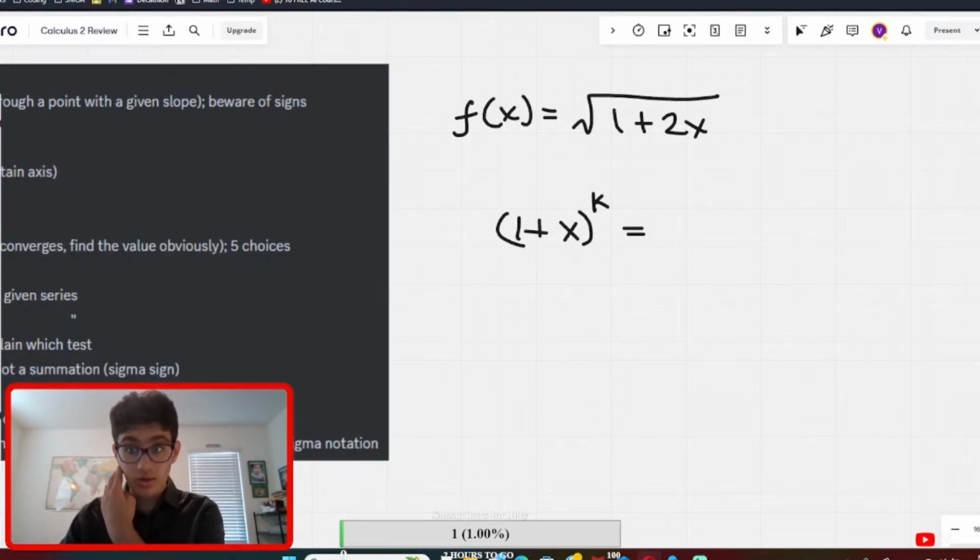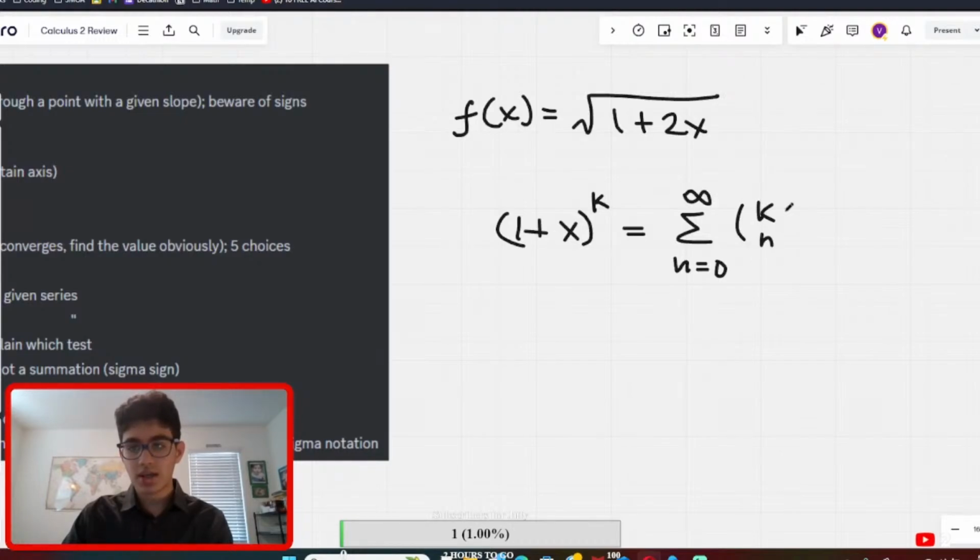This is equal to the sum from n equals 0 to infinity of k choose n times x to the n, right? I think that's literally just the binomial theorem. If this was p or something, then this would be p to the k minus n. Okay, this makes sense. The thing is though, if k is not an integer, you can't just write it like this, so you have to write it a bit differently.